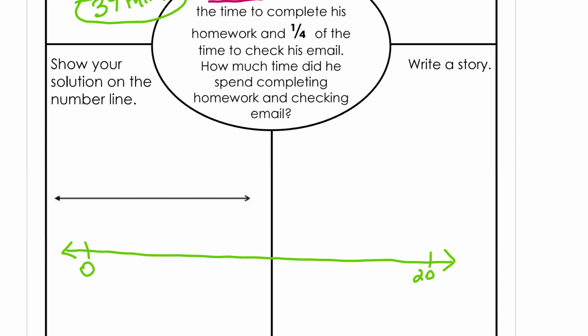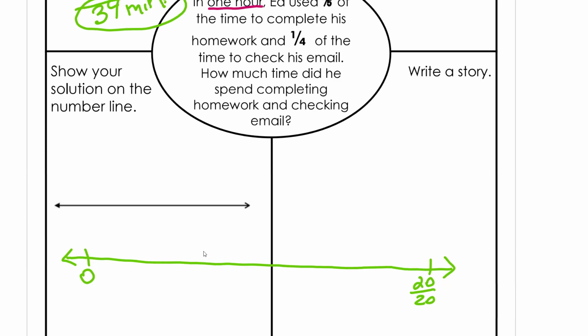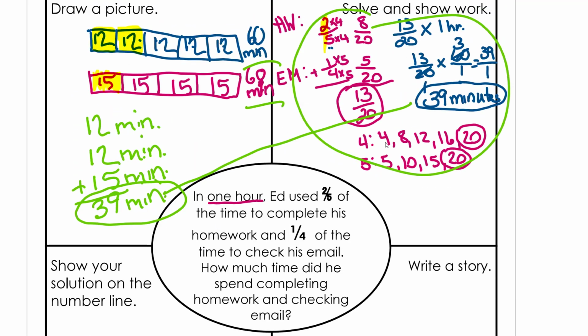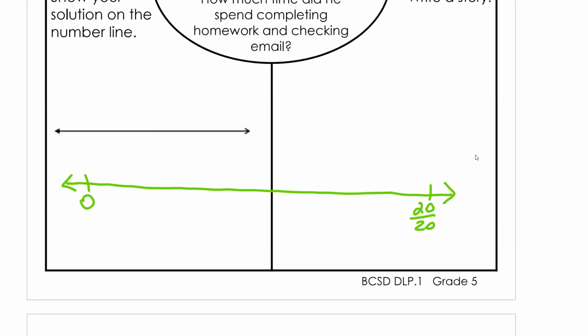Okay, so 20 over 20. Was it 20s? Let's go back up. Did I have 20? Yeah, 20 was my common denominator. That's true. Okay, so 20ths. Yeah. 8 20ths and 5 20ths.